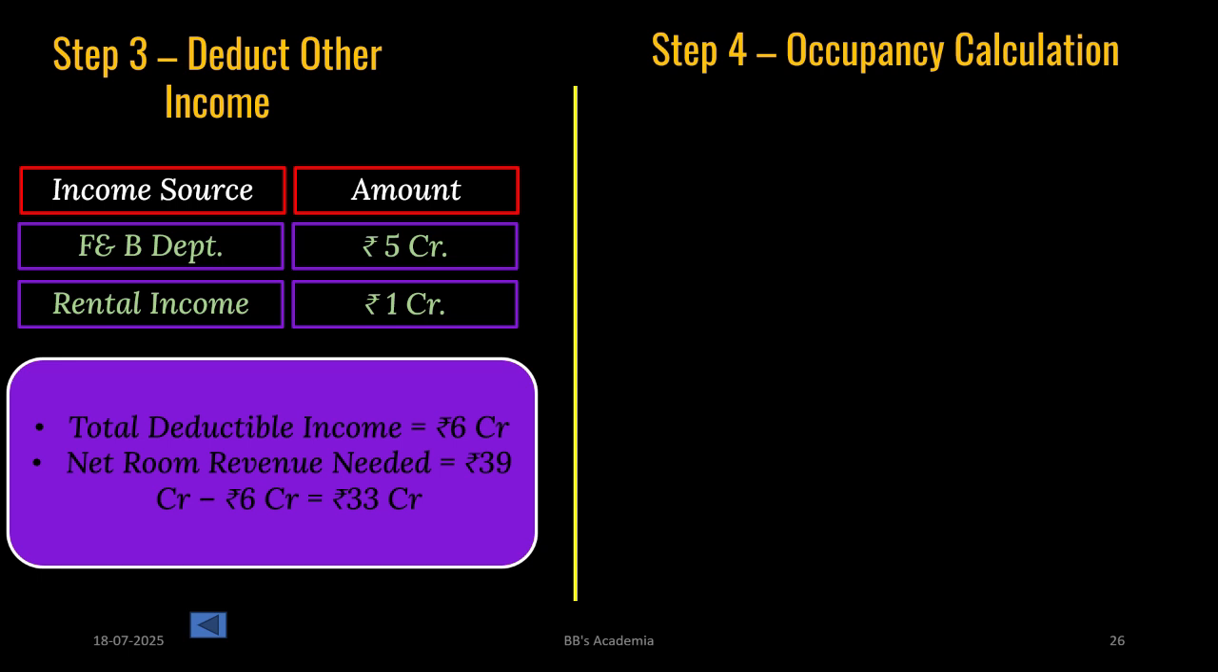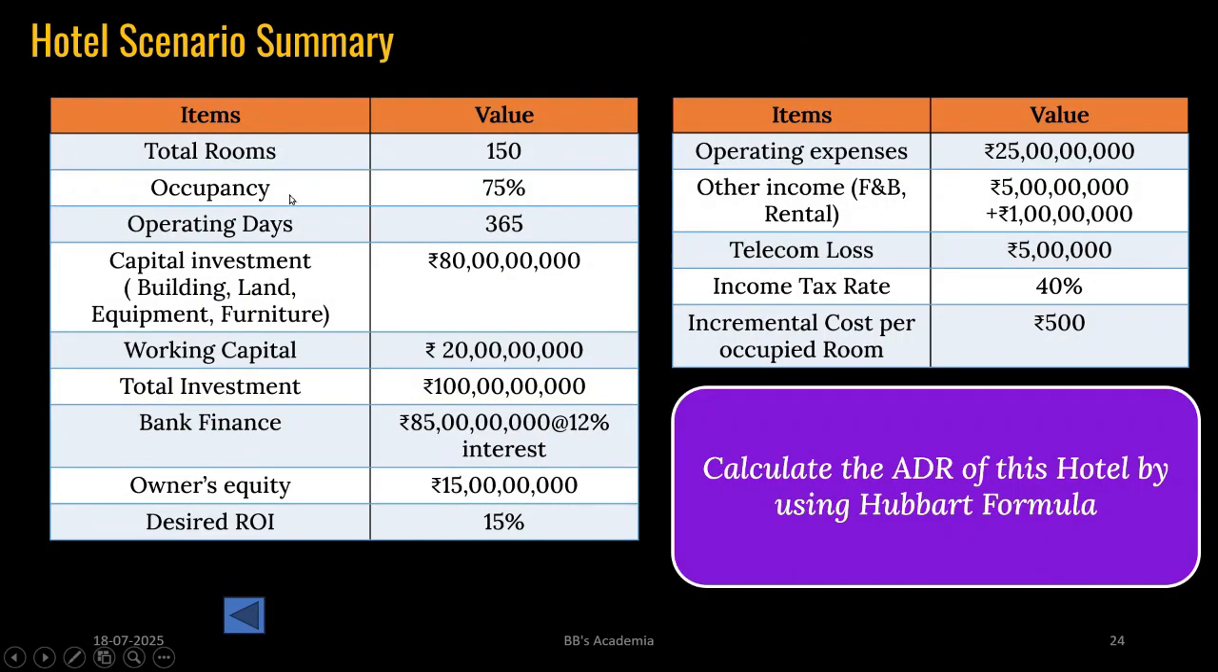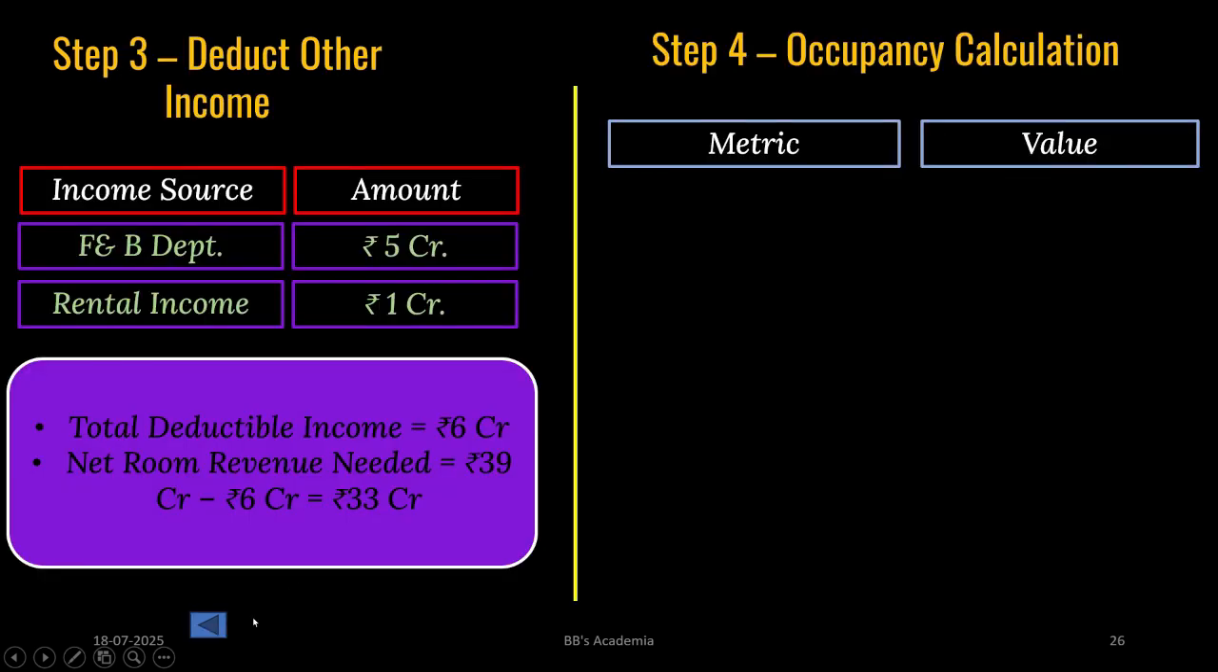Step 4, occupancy calculation. You see the metric and value. Let us go back to the scenario once again. Occupancy, it was mentioned that total rooms the hotel is having is 150. Occupancy is 75%, and operating days is 365. We require these three figures to calculate.